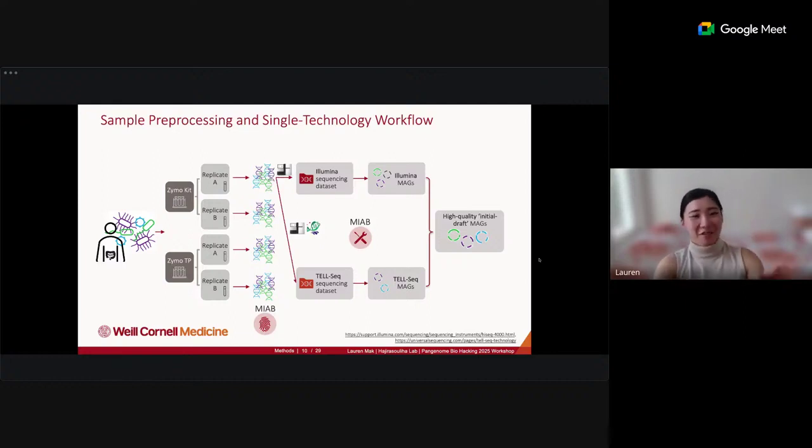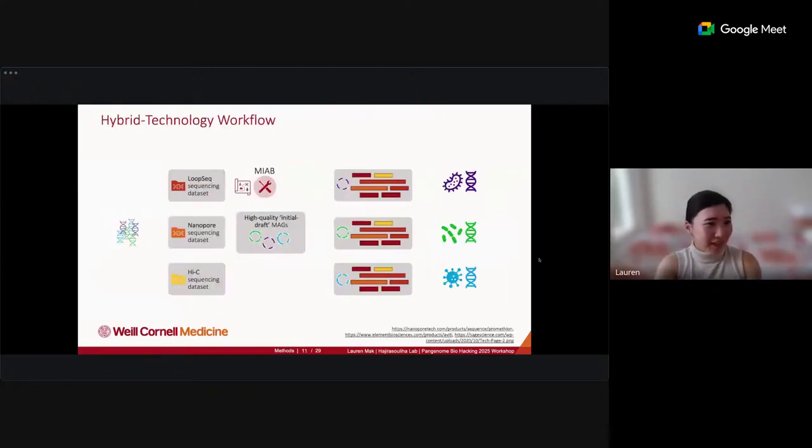And then from there, taking our high quality initial draft MAGs, what we will do is integrate some more sequencing data, because for each of the replicates from each of the extraction methods, I have already sequenced them again using 3 different sequencing technologies: LoopSeq linked read sequencing, or synthetic long reads, Oxford Nanopore PromethION long read sequencing, and some Hi-C sequencing as well. Then I'm going to integrate all of that sequencing data by mapping it to our high quality initial draft MAGs.